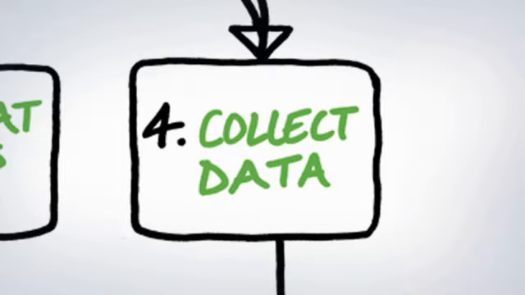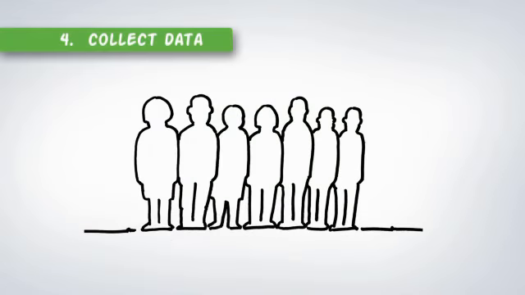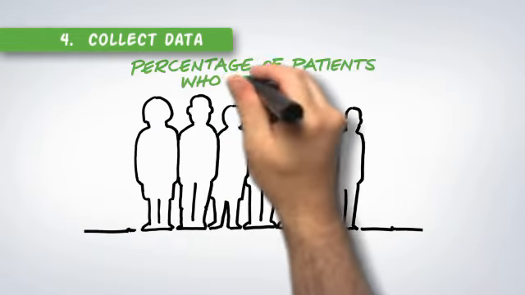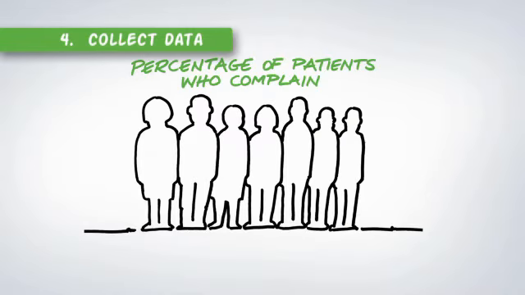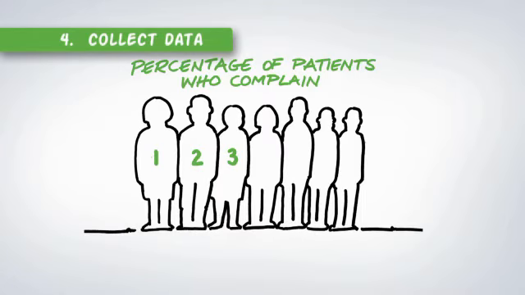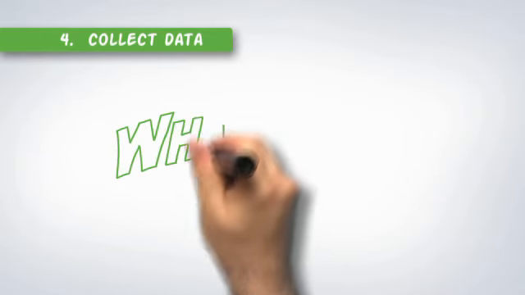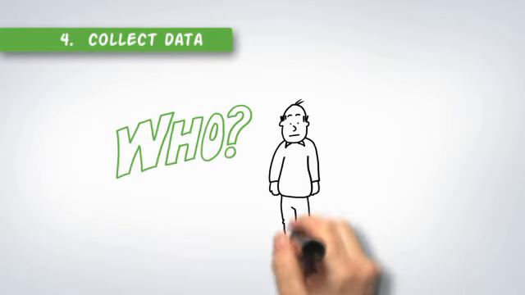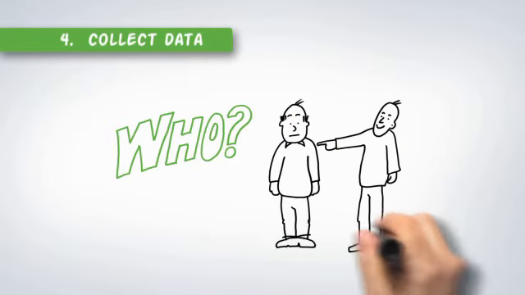Step 4, collect data. So we need to establish what data items we need to collect. In our example about complaints, we've gone for the percentage of patients who complain. And so in this case, we'll need to collect the number of patients who complain and the total number of patients. And who's going to do it? We need to be clear whether it's ourselves or whether we're delegating that responsibility to somebody else.